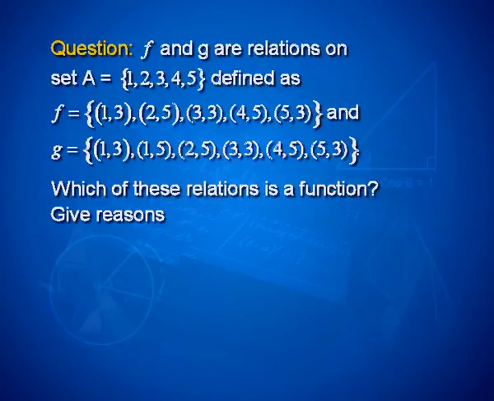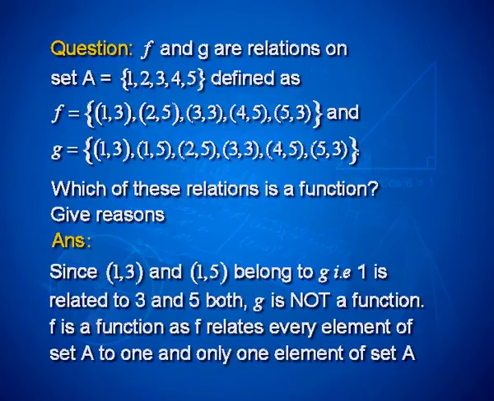No element in the first position is connected to more than one element in the second. So, as you can see in G, (1, 3) and (1, 5) both belong to G, that is 1 is related to 3 and 5 both, and therefore, G is not a function, whereas F relates every element of set A to one and only one element of B itself, and therefore, F is a function.